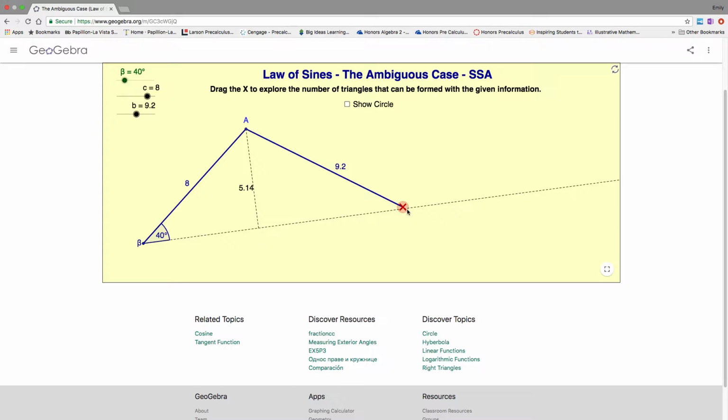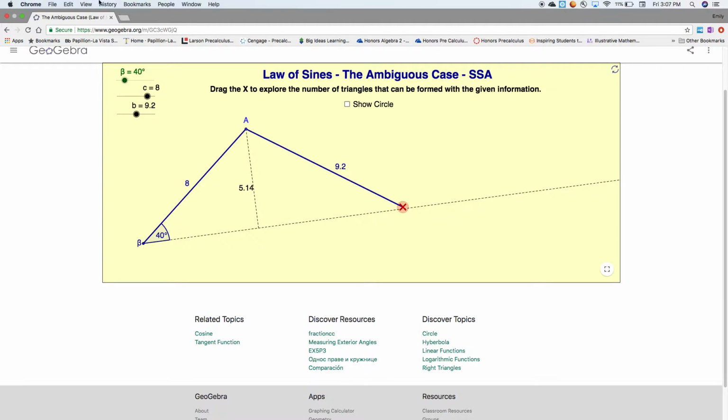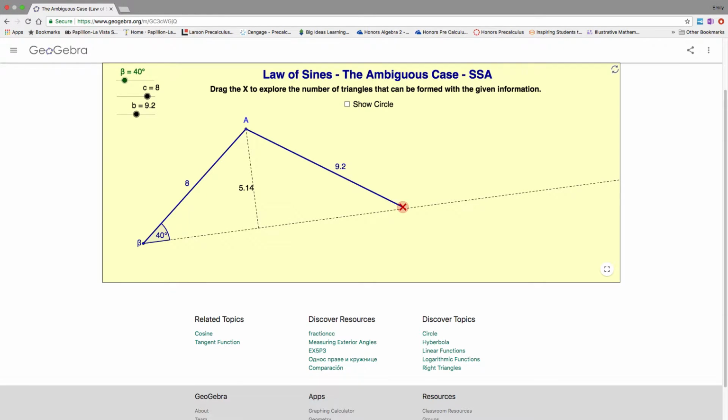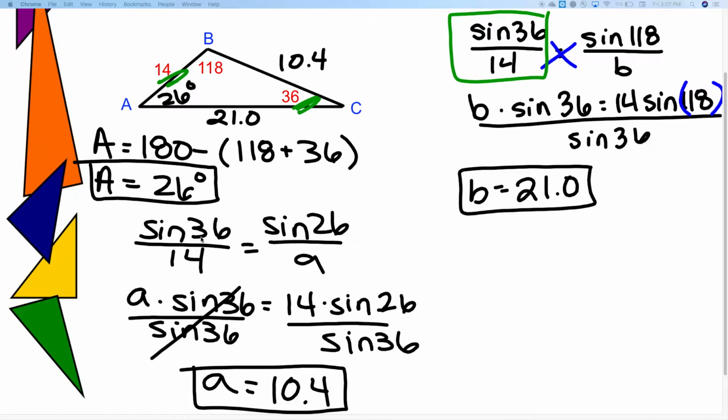Is it possible to make a 90-degree right angle on that dotted line? Yeah, you could choose to work with a 90-degree triangle. But with 40 degrees, 8, and 9.2, you are fixed. There's only 1 triangle allowed for those 3 things. It depends on what this side is. Is it too short to make a triangle? Is it so long you can only make one? Or is it this weird length right in the middle where I can get two, one acute and one obtuse triangle? Okay, that's all I want to say about that ambiguous case.